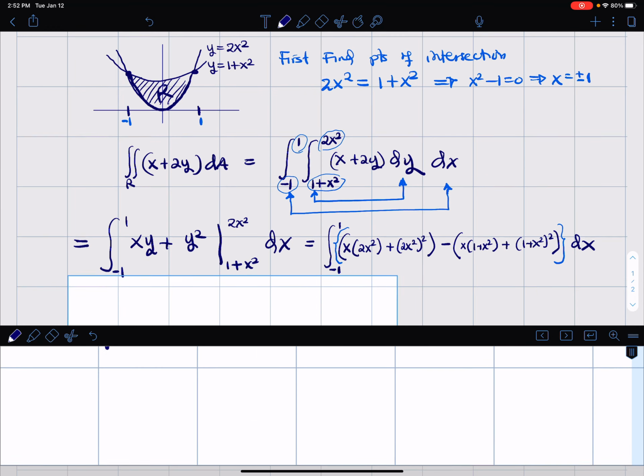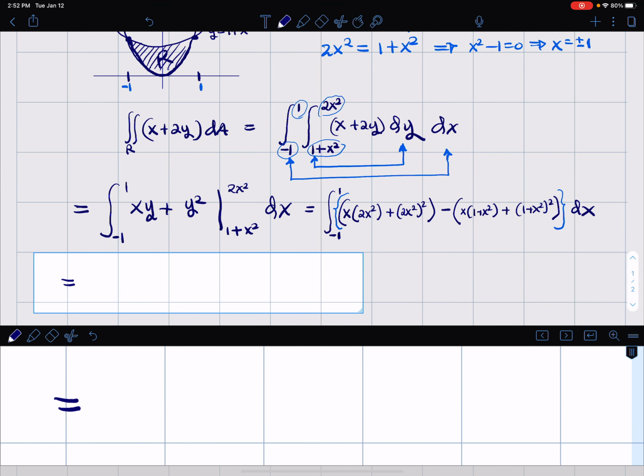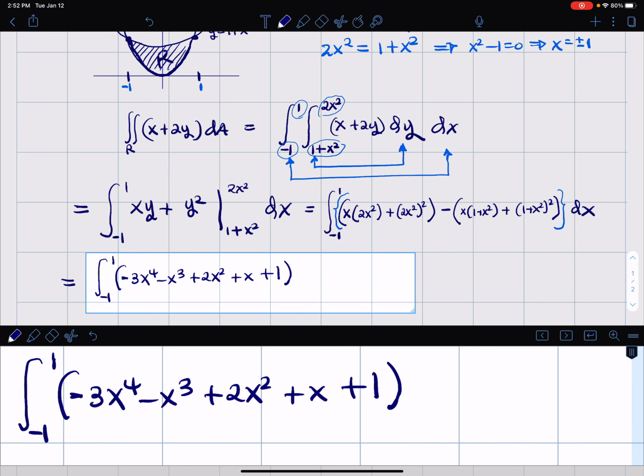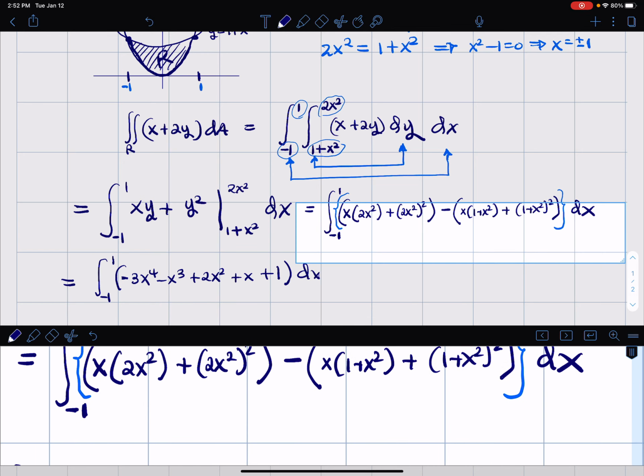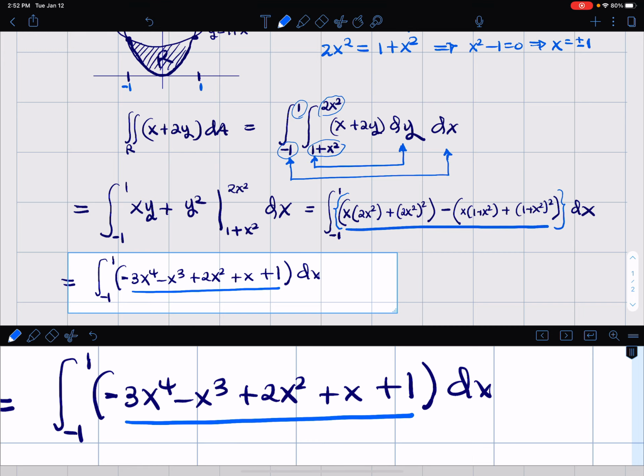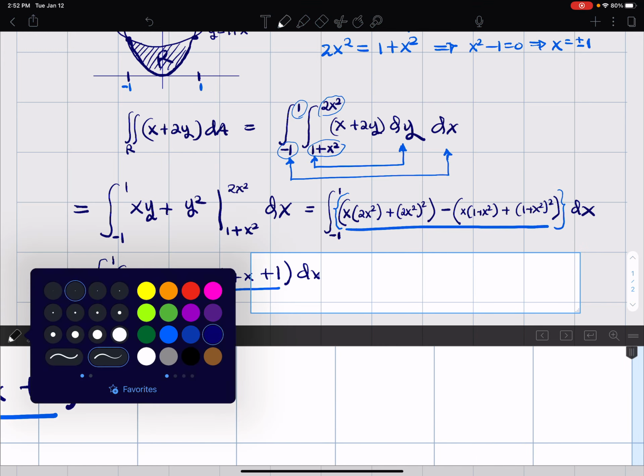I am glad to tell you that if you simplify everything inside, you're going to get negative 3x to the fourth, actually not degree 2, degree 4. 2x to the fourth minus x cubed plus 2x squared plus x plus 1. I did it beforehand, and I want you to check my answer. And you still have your dx. So all I'm saying is that if you simplify what's inside here, you're going to get this. Okay, so this now becomes a little easier.